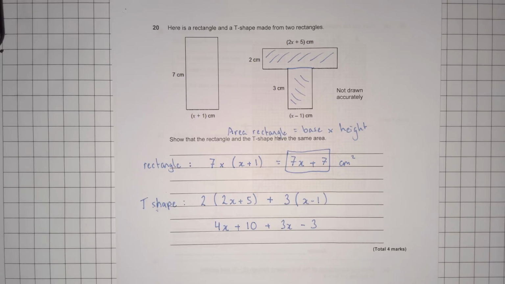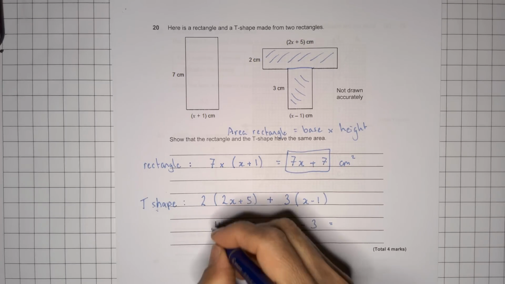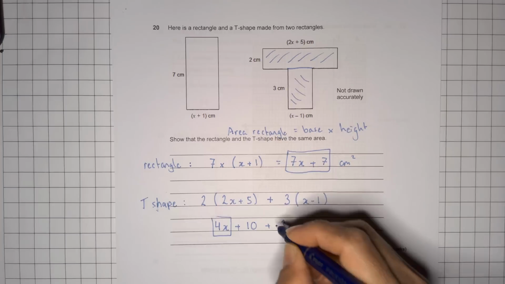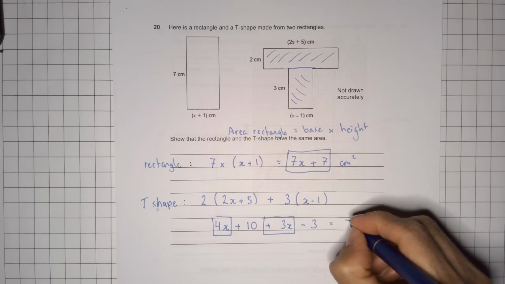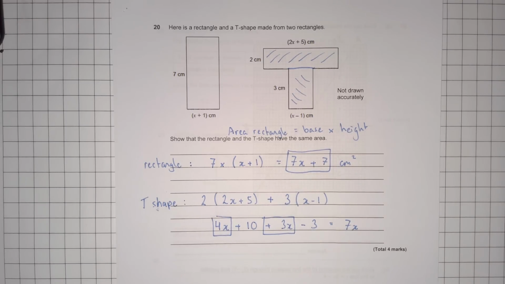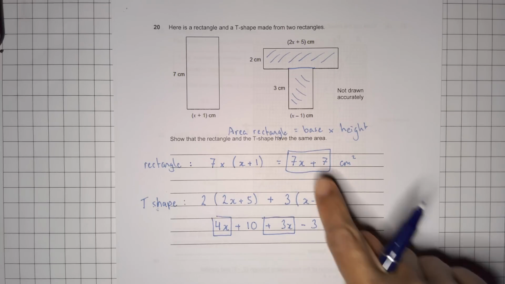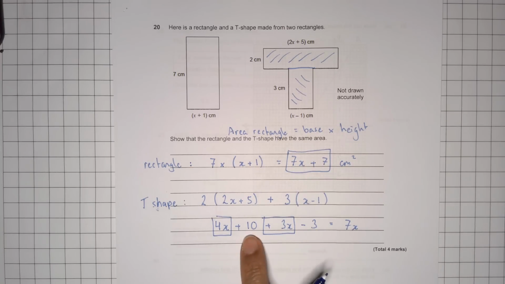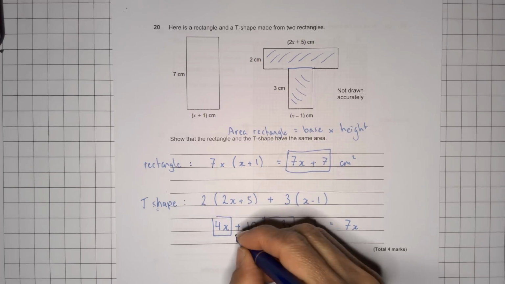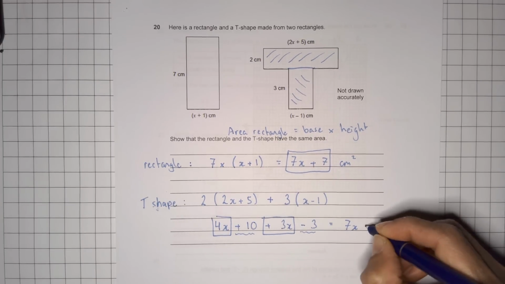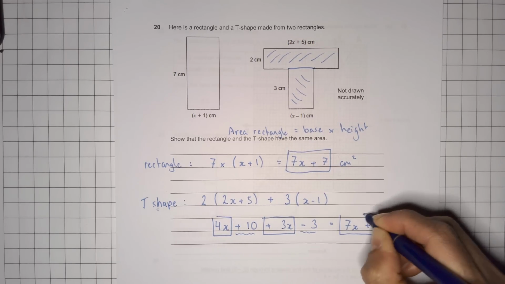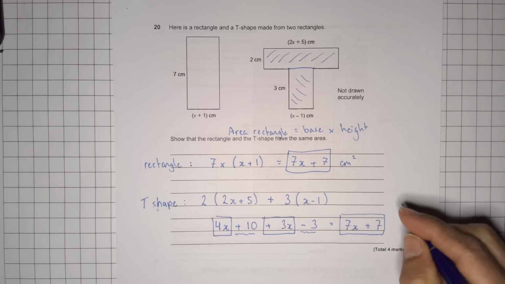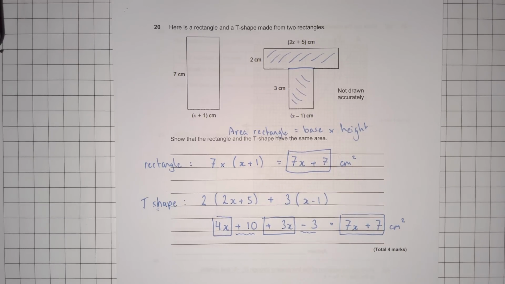Okay. So now we're going to collect our terms, and here we have 4x plus another 3x. So 4x plus 3x will give us 7x. Looking good, because those are matching, and they said to show that they're the same. And now we have 10 take away 3. So if we look at 10 take away 3, we end up with 7. And as you can see, that one is the same as that one, so we've done our job of showing that they are the same.